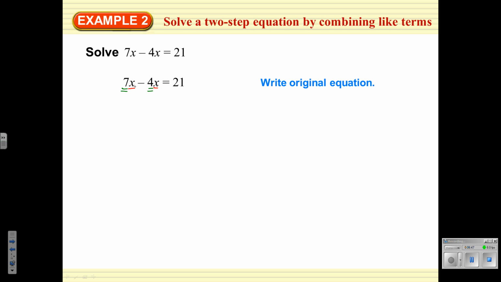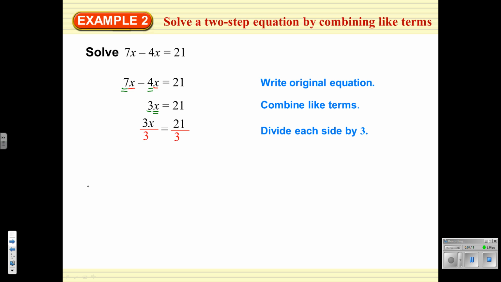Okay? So in this case, our x's just kind of go along for the ride, and we do 7 minus 4. And 7 minus 4 is 3, and that's our combining like terms. 7 minus 4 is 3. Our x just goes along for the ride, just rides along. So now we have 3x equals 21. So obviously we're going to divide both sides by 3. Okay, when you divide both sides by 3, your 3's divide out to 1, isolating that x. And 21 divided by 3 is 7. So x equals 7.